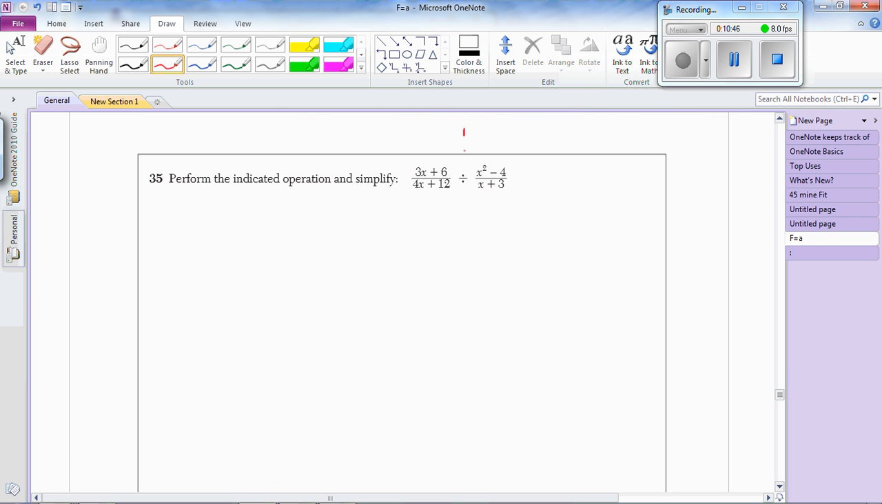As soon as I see division, I'm thinking flip. As soon as I see these kinds of problems, I'm thinking factoring. Oh my gosh, fractions, factoring. Does anything get any better? This is easy. 3x plus 2. This one's easy. Take out a 4. X plus 3. This is x plus 3. It comes to the numerator.